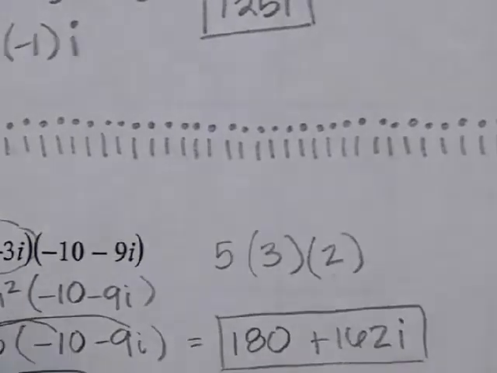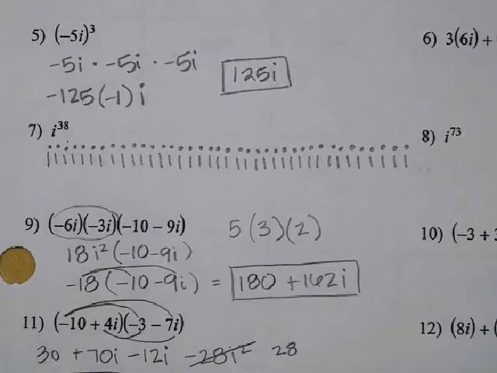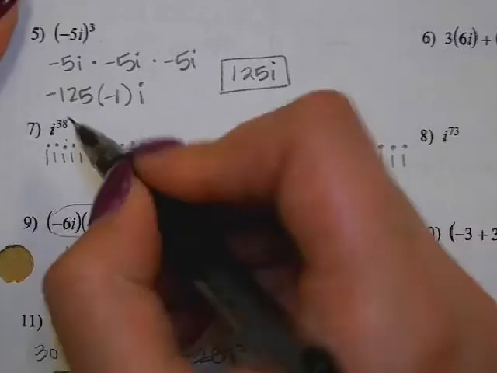Let's do number 8 like that. Okay, so I drew out 38 i's. If you're not doing it, I'm not mad about it because you'll figure it out in a second. So what do we know about i's? Two of them make a negative 1.